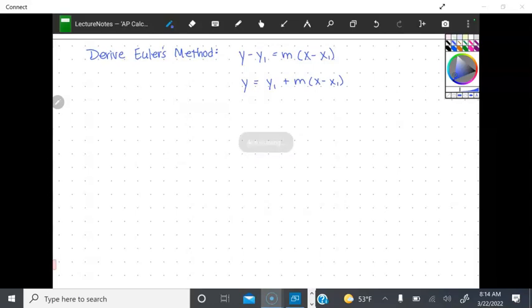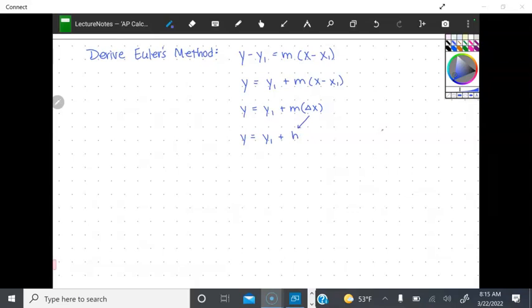But x minus x1, that's like a change in x values. So that's like a delta x. So I'm just going to say m times delta x. And then delta x, I don't know if you caught it when I was describing Euler's method given those pictures, but our change in x, when we use Euler's method, you typically see h used. H is just your delta x.